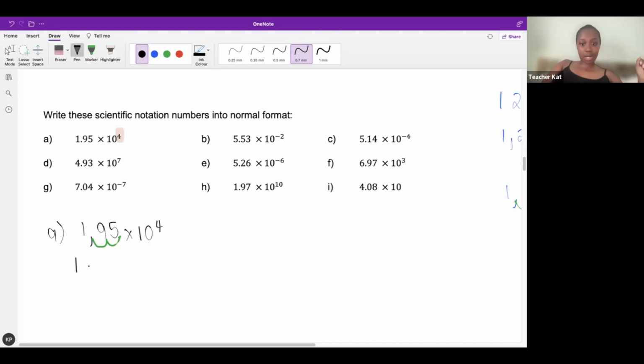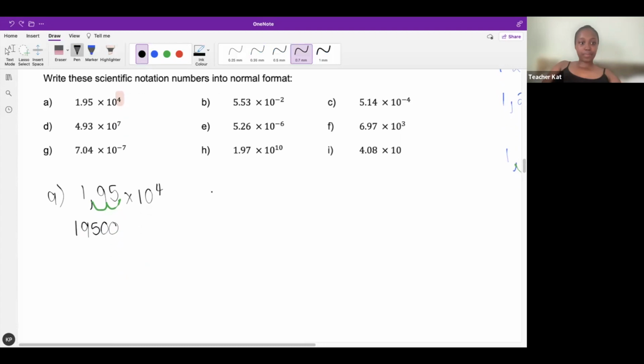So then it'll be 1, 9, 5, 0, 0. And if you're not sure, start again where the comma was in the first place. It was over there: 1, 2, 3, 4. That's your number. So this number is 19,500.